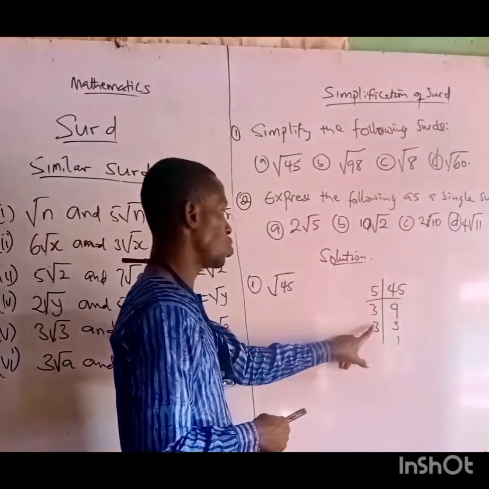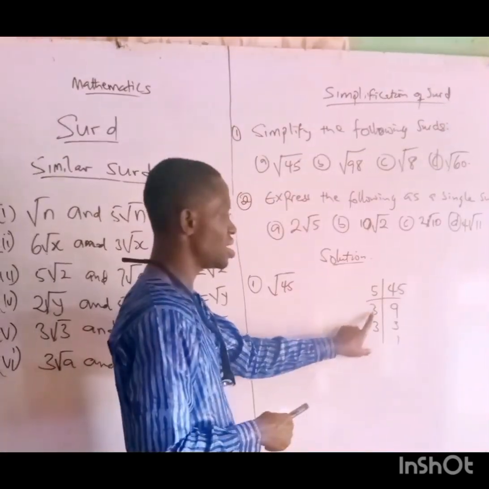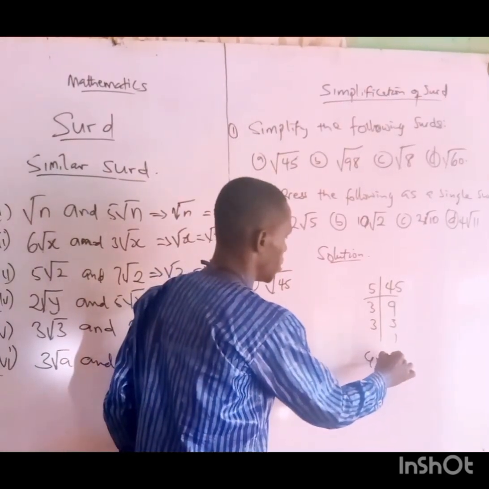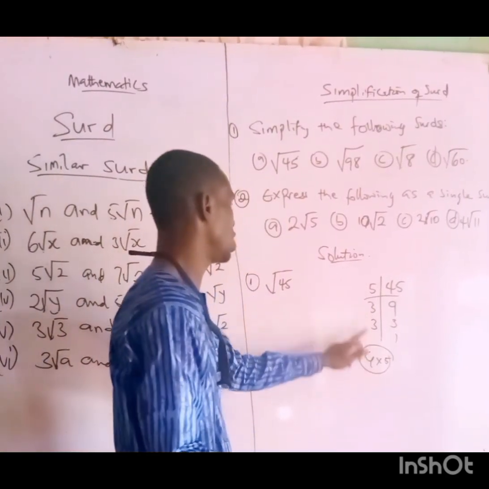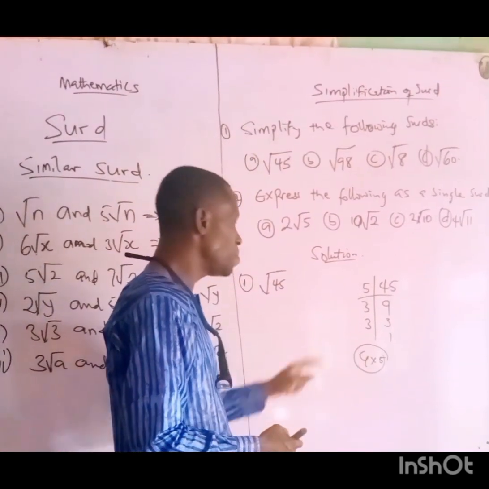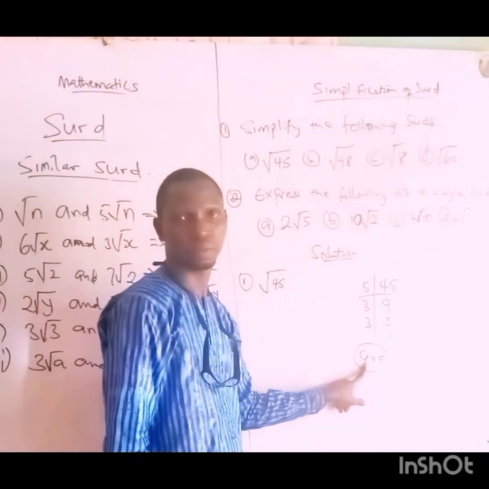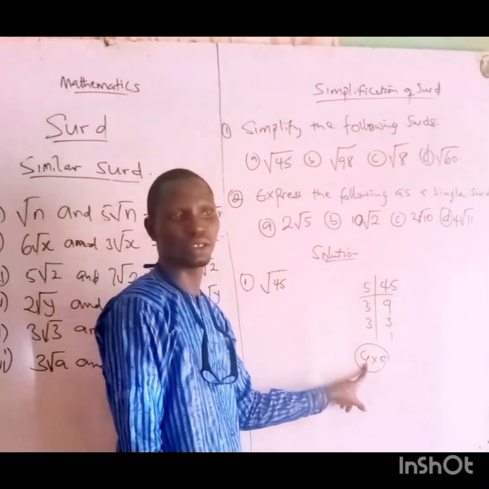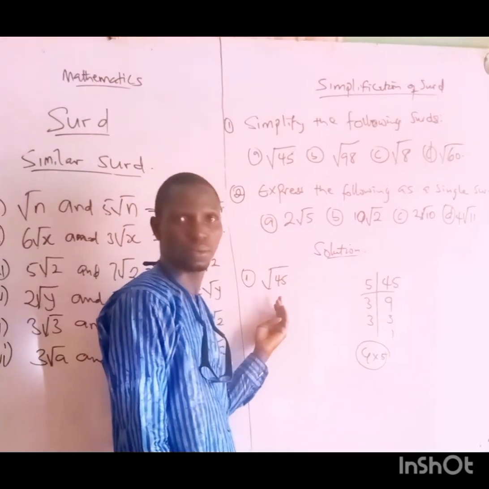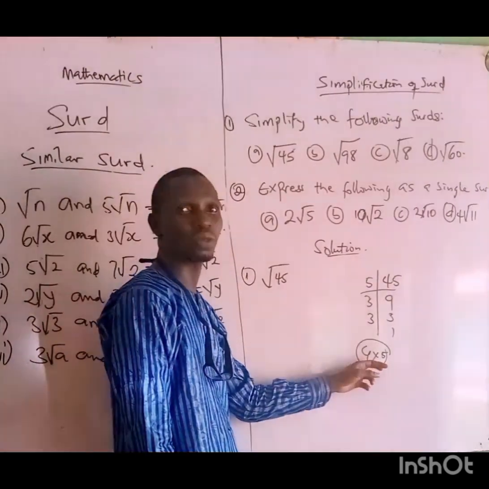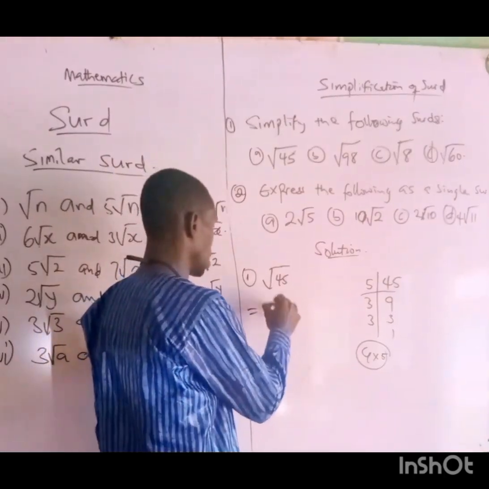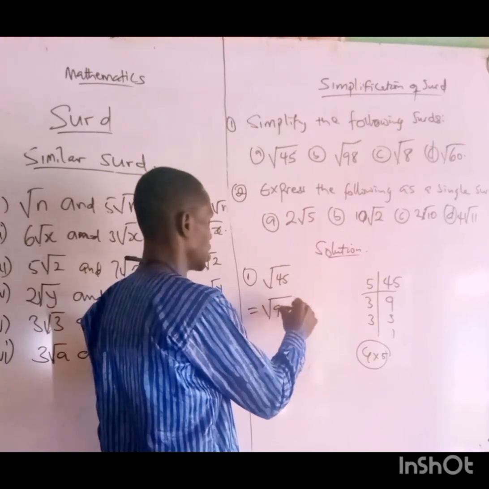So now you express this. Listen. When you look at this, you know this is 3 times 3. 3 times 3 is 9. So it means you have 9 multiplied by 5. 9 multiplied by 5 will give us 45. Good. Since we have that, this 9 is a perfect square. And because 9 is a perfect square, you write it first. This is what I mean by that. It will give us root 9 times 5.